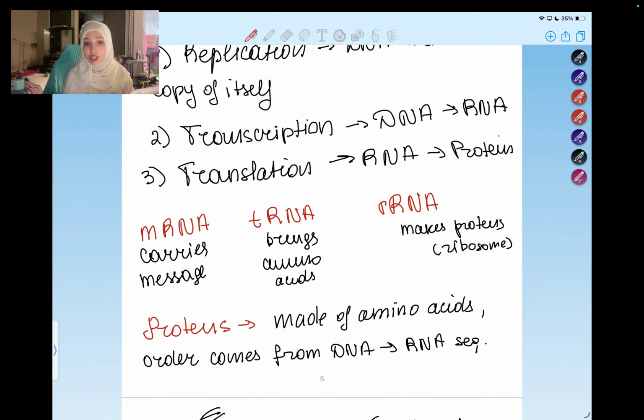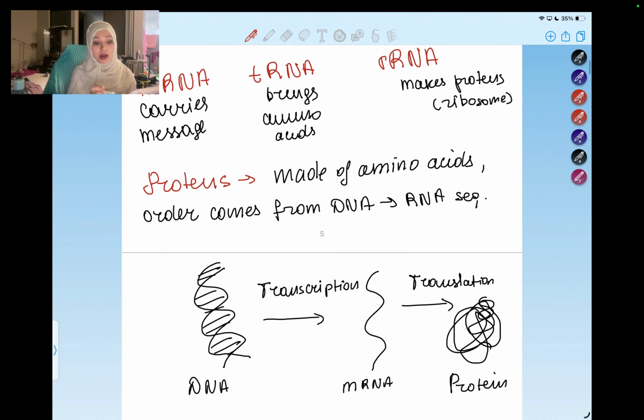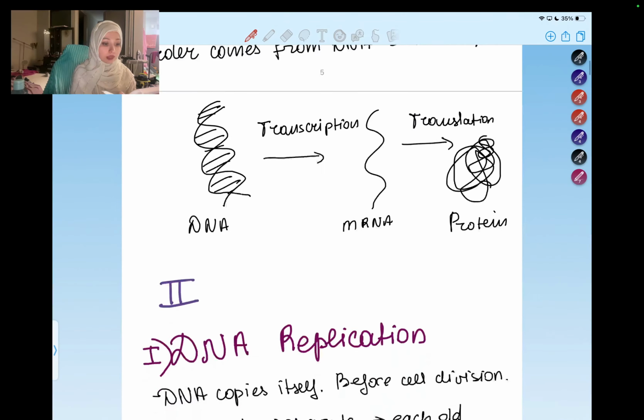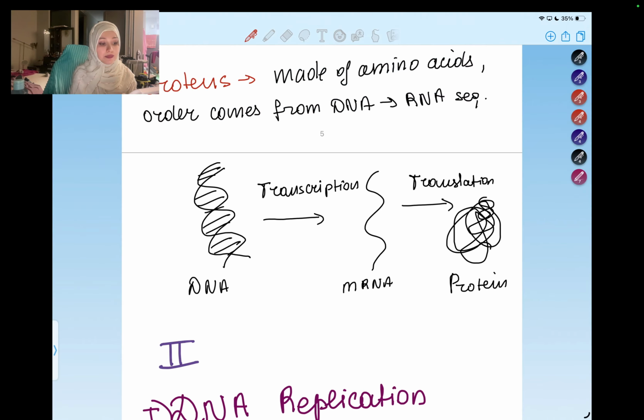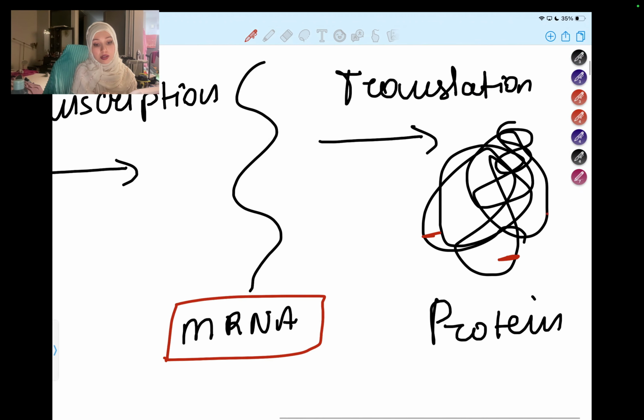So we have three types of RNA: messenger RNA, transfer RNA, and ribosomal RNA. Messenger RNA carries the message, transfer RNA brings amino acids, and ribosomal RNA makes proteins. And proteins are made of amino acids. So we have DNA, it copies itself, and it transcribes into mRNA, and then it translates into protein.